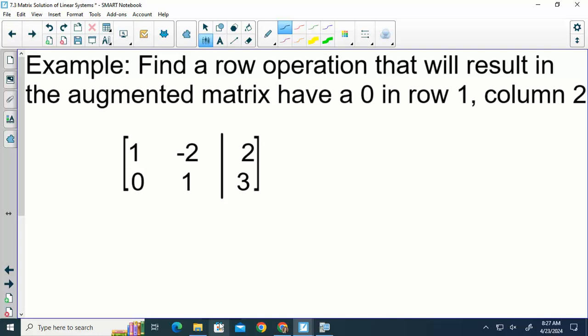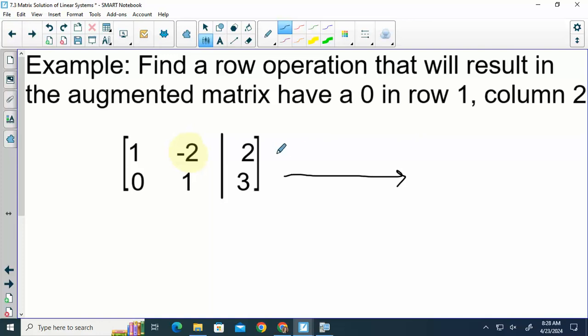So I want to write a row operation that will result in the augmented matrix having a 0 in row 1, column 2. So row 1, column 2, this number. I need to make that a 0. When we do this, we will usually draw arrows to show we're going to a new matrix, and we'll describe our row operation here.